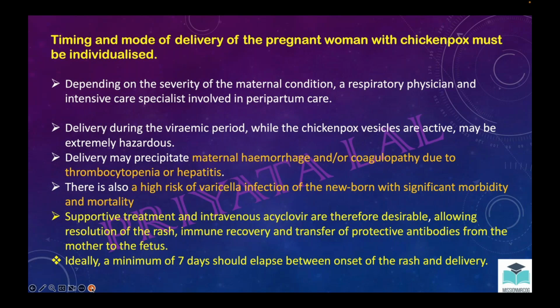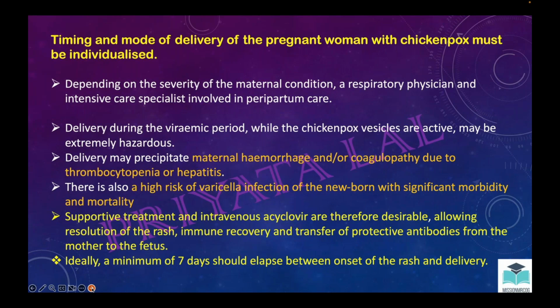This is number one, for the mother. Second, for the baby: when the baby is born, in spite of getting antibodies, the baby would be at risk of varicella infection after birth, which is associated with significant morbidity and mortality. If the patient is delivering during this time, supportive treatment and IV acyclovir can be offered so that the patient would recover fast and transfer of protective antibody may occur to the baby or fetus.